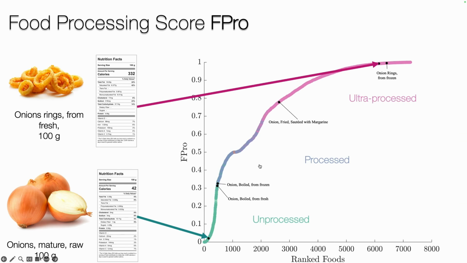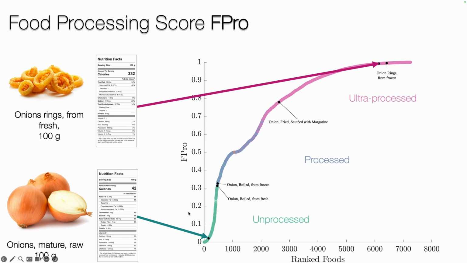Okay, so the score is in good agreement with classifications like NOVA, as we can see on the right, by following the colors: unprocessed here, processed, and ultra-processed. However, look at this part of the plot, right? Working with nutrient concentration gives us more granularity, allowing us to discriminate between products, more or less 70% of the food supply, that otherwise would be considered identical.